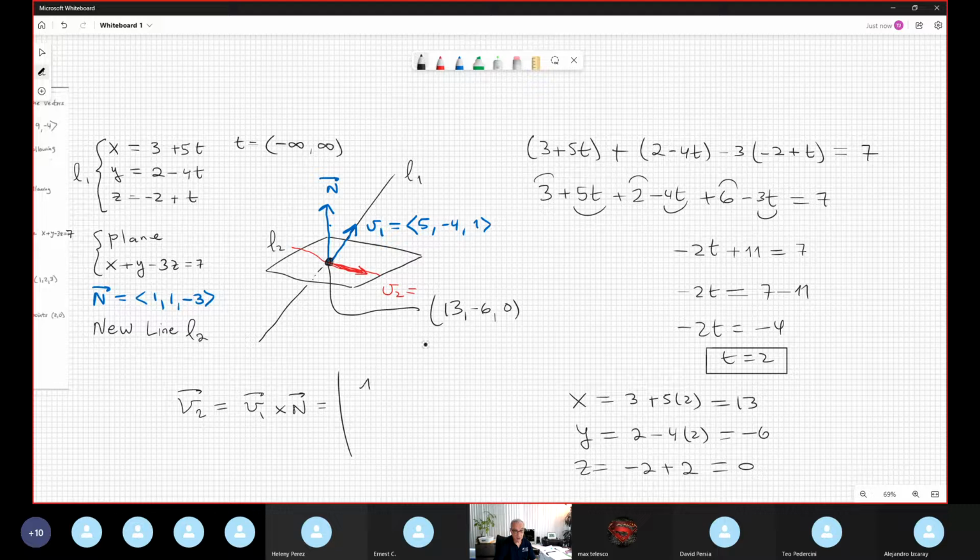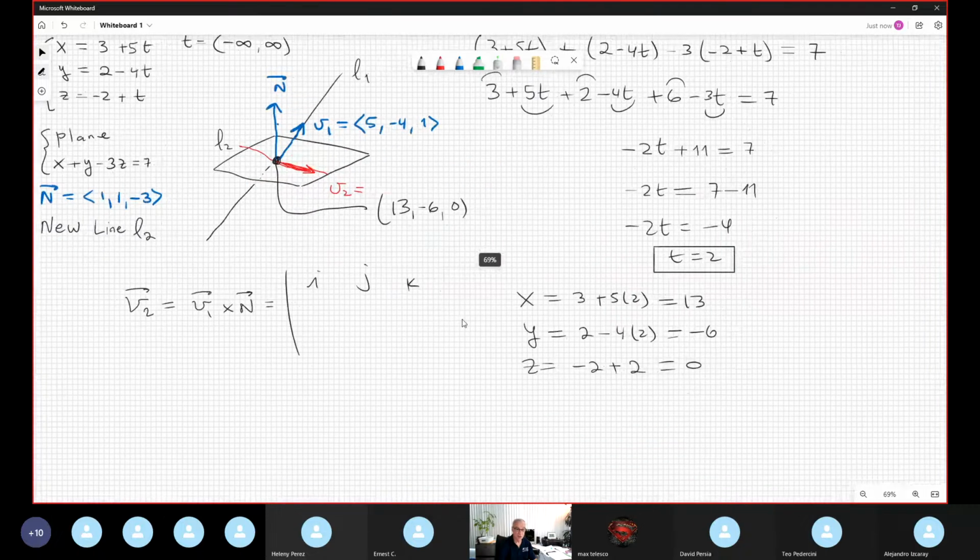Again i, j, k. You see, again, this is important, the cross product. So this format, when I explained the first day, I said we are doing 3,000 times throughout the course, this cross product. And in chapter 4, every day. And you copy 5, negative 4, 1, 1, 1, and negative 3. I want to avoid that part.